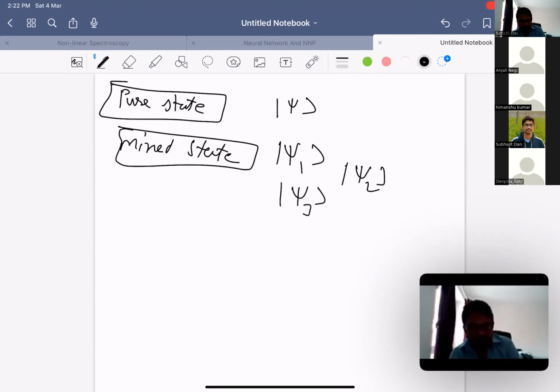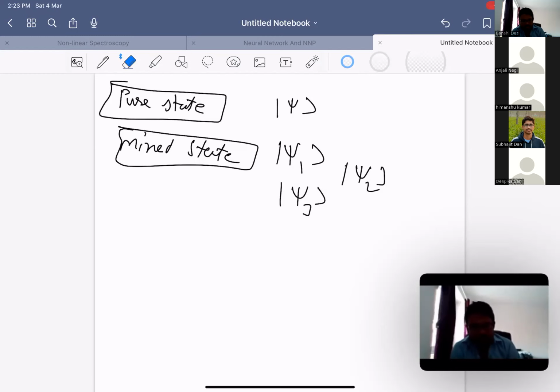Then how do we write this mixed state? Here comes the density matrix. Before starting with the density matrix, how does this mixed state arise? There are two ways by which a mixed state arises. One is when the preparation of the system is not fully known. The other is when two systems are entangled, correlated with each other, and we cannot describe the system as a whole. In that case also a mixed state arises.